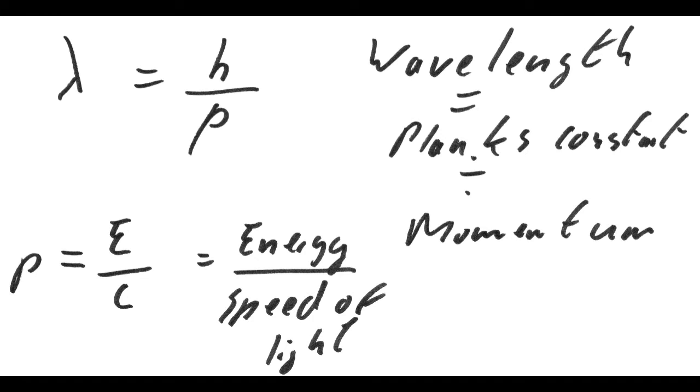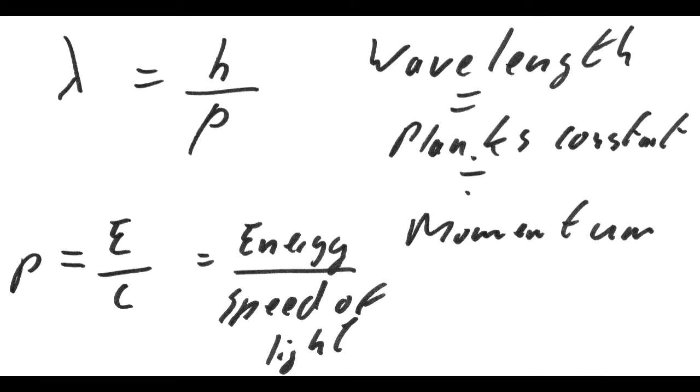Force is change in momentum over time, and energy is force times distance, so energy is momentum over time times distance. Distance over time is velocity, so energy is momentum times velocity. Rearrange that, and you get momentum equals energy divided by velocity. Put that in de Broglie, and you can express wavelength as energy as well as momentum.